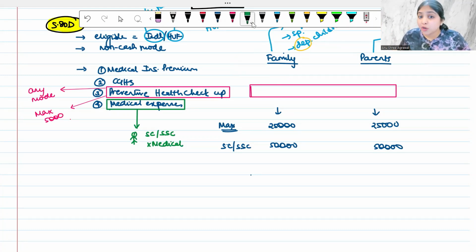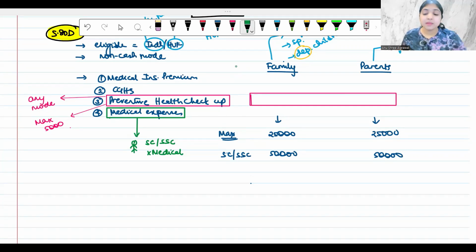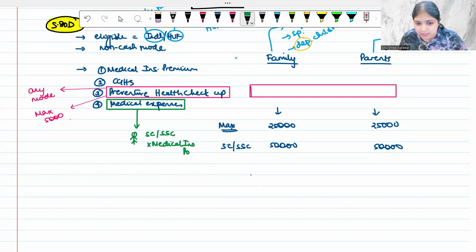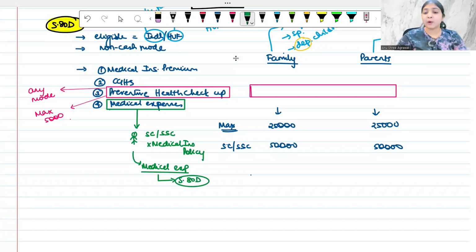He is a senior citizen or he is a super senior citizen. And in his name, there is no medical insurance policy. Now, for him, there is no medical insurance policy. Now, for him, whatever medical expenses we incur, this will be allowed for us under Section 80D. The medical expenses will be allowed under 80D.